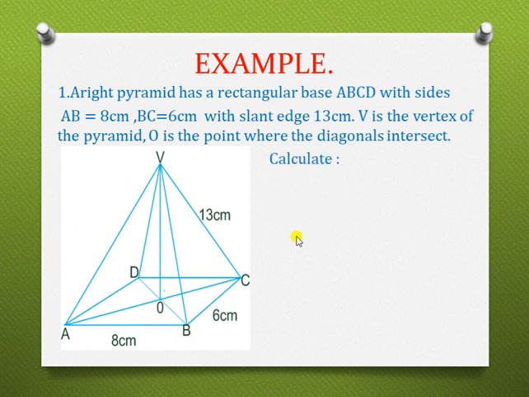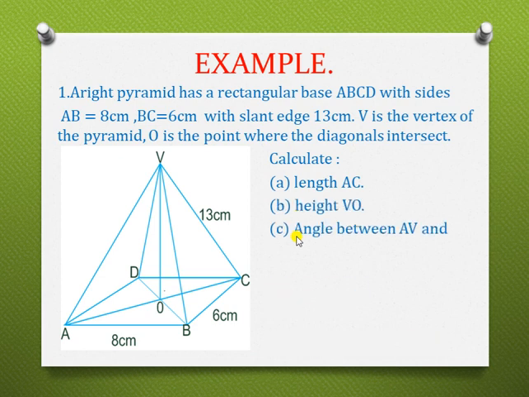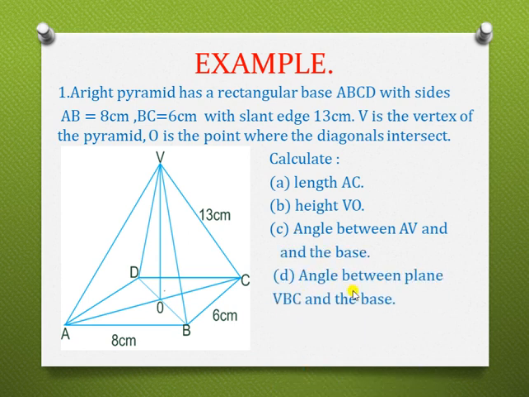What are the questions we have? Calculate part A, the length AC; part B, the height VO; part C, the angle between AV and the base; and part D, the angle between the plane VBC and the base. Part E, we shall have the angle between VAD and VBC. We shall also look at how to find the volume of this pyramid, and that will be our part F, as we shall see in the next page.